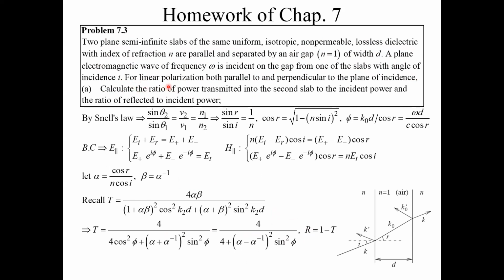For linear polarization both parallel to and perpendicular to the plane of incidence, part A, calculate the ratio of power transmitted into the second slab to the incident power and the ratio of reflected to incident power. So our wave goes like this.